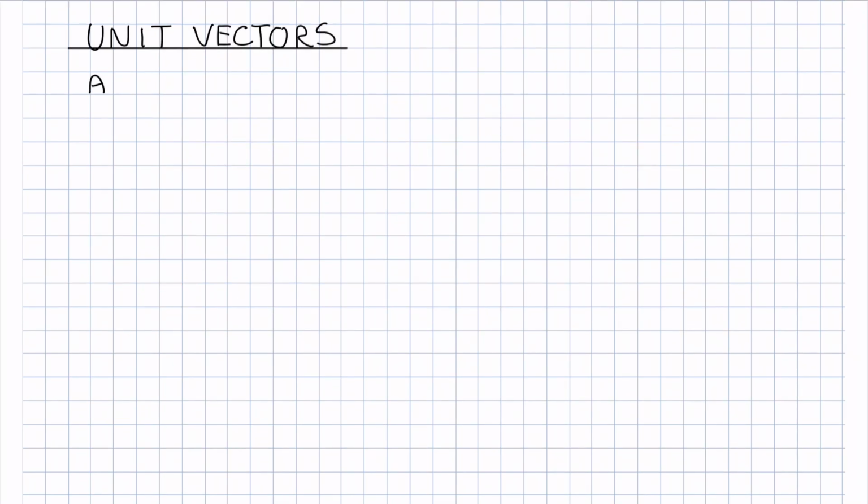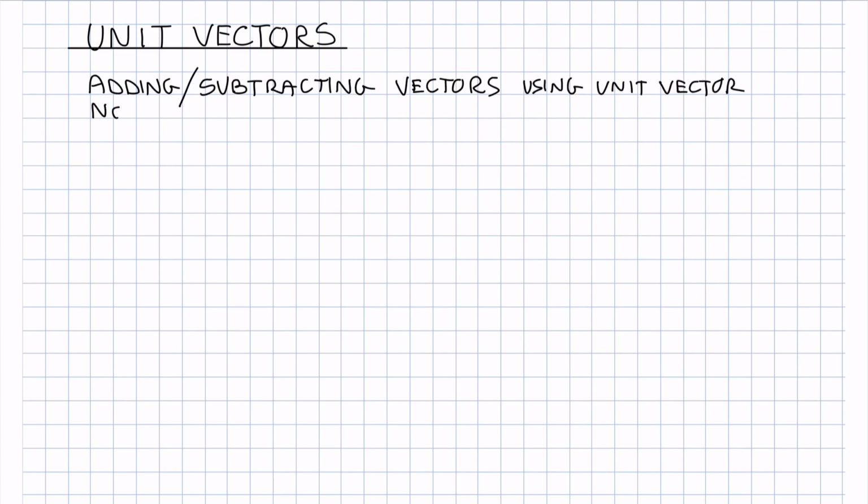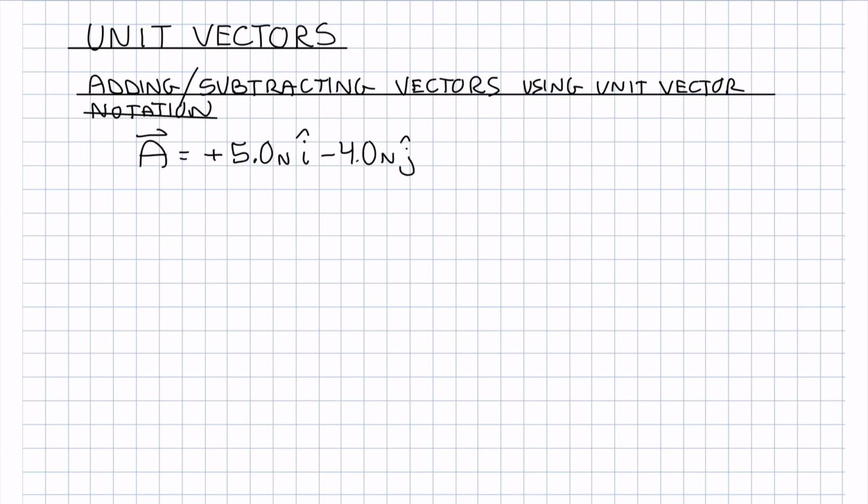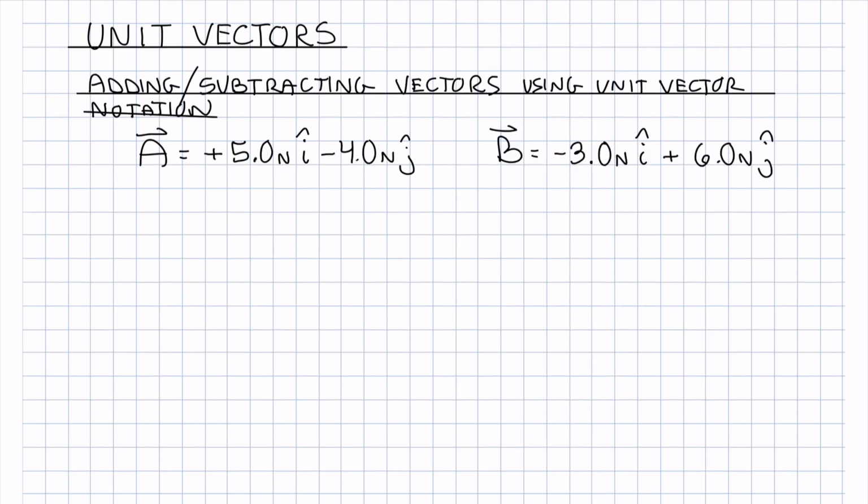Now we saw in class and in a recent video that when adding or subtracting vectors, you can add or subtract their x components separately and their y components separately. We'll show you why it's a little easier to write this down in unit vector notation. Let's try an example with 2 force vectors. There's vector A, 5.0 newtons i hat minus 4.0 newtons j hat, and B, which is negative 3.0 newtons i hat plus 6.0 newtons j hat. Let's try to add A plus B.